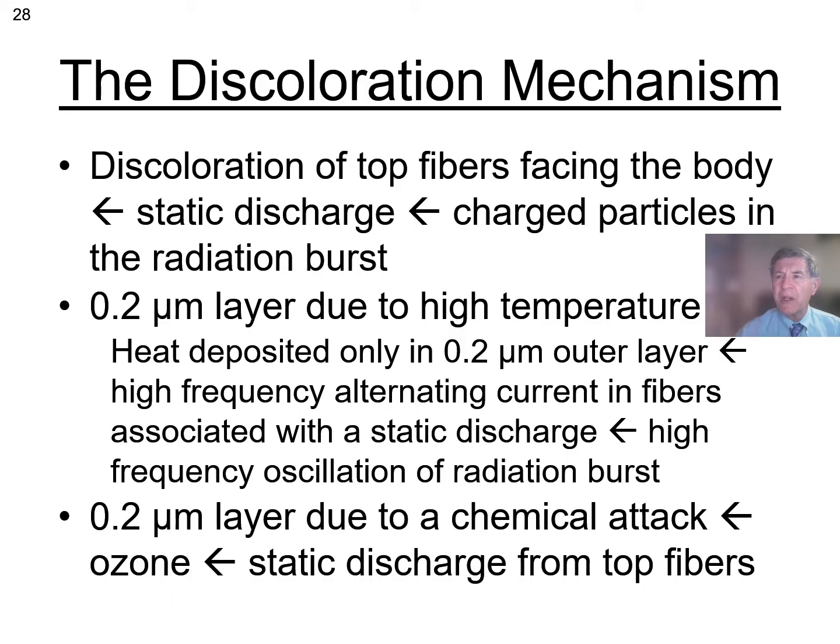What would cause only the top fibers facing the body to be discolored? This condition is like lightning from a thundercloud hitting only the tip of the lightning rod. Thus, it is hypothesized that the fibers facing the body are acting like miniature lightning rods from which a static discharge takes place. This discharge can also be called an electrical discharge or corona discharge. What would cause such a static discharge from the top fibers facing the body?